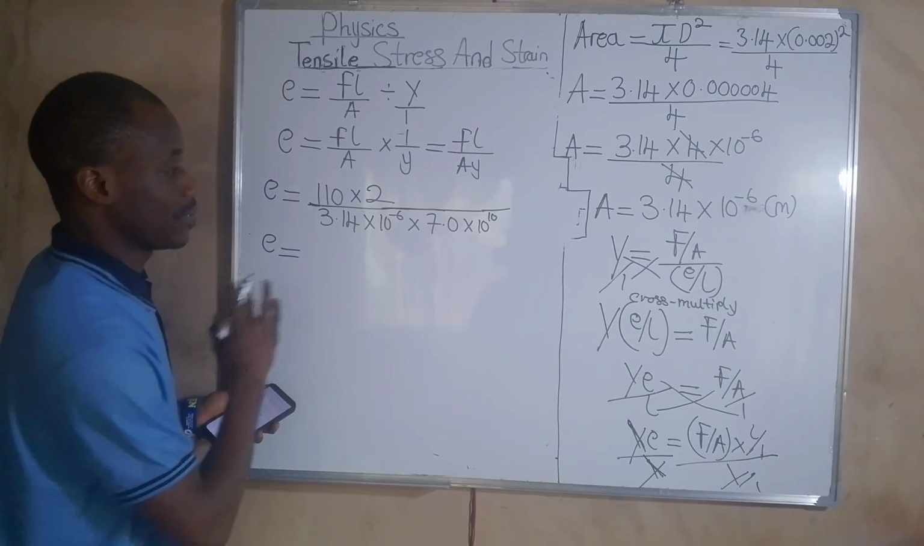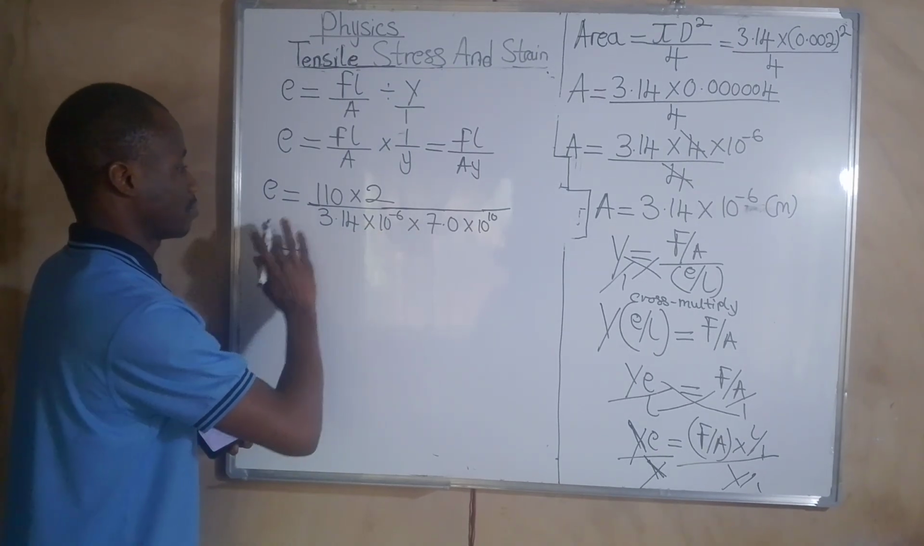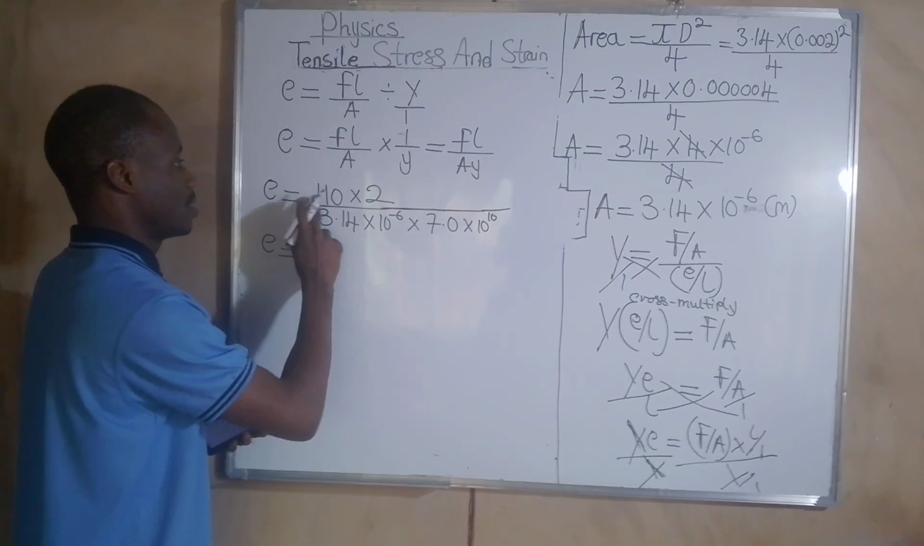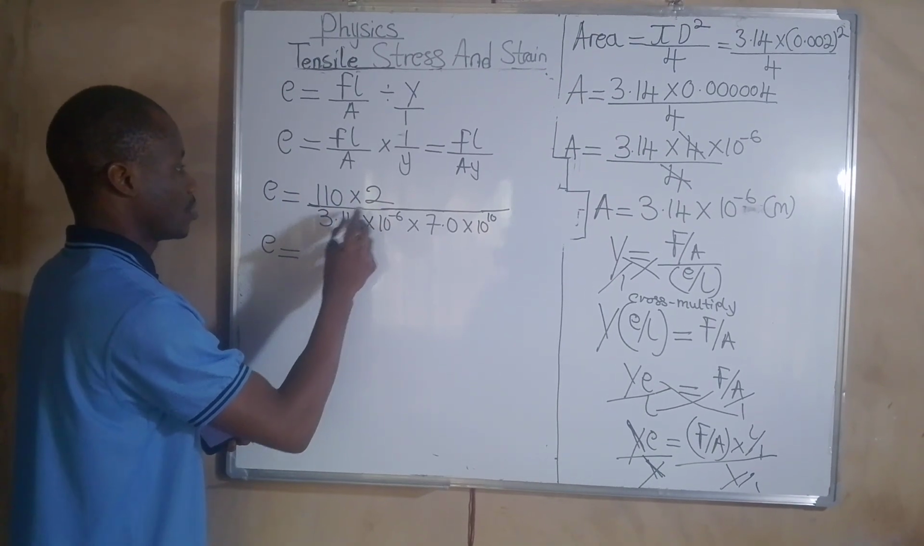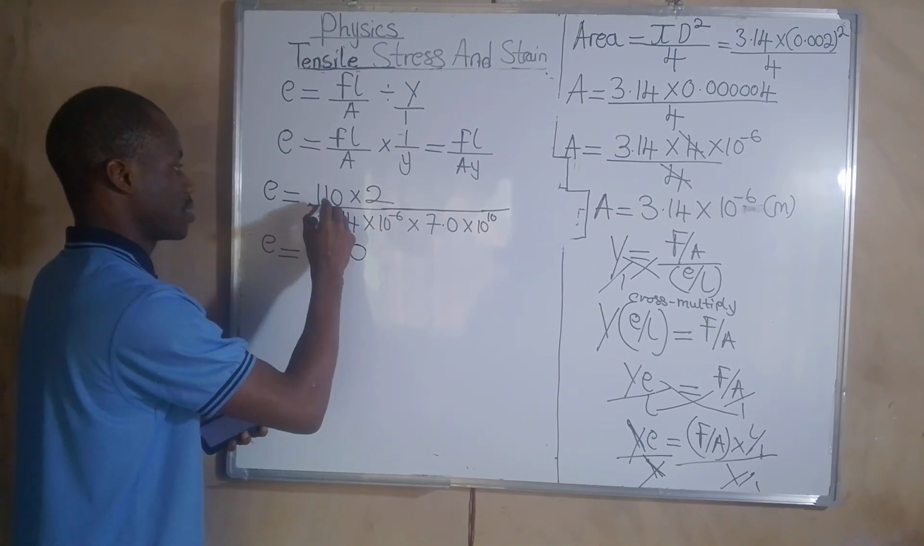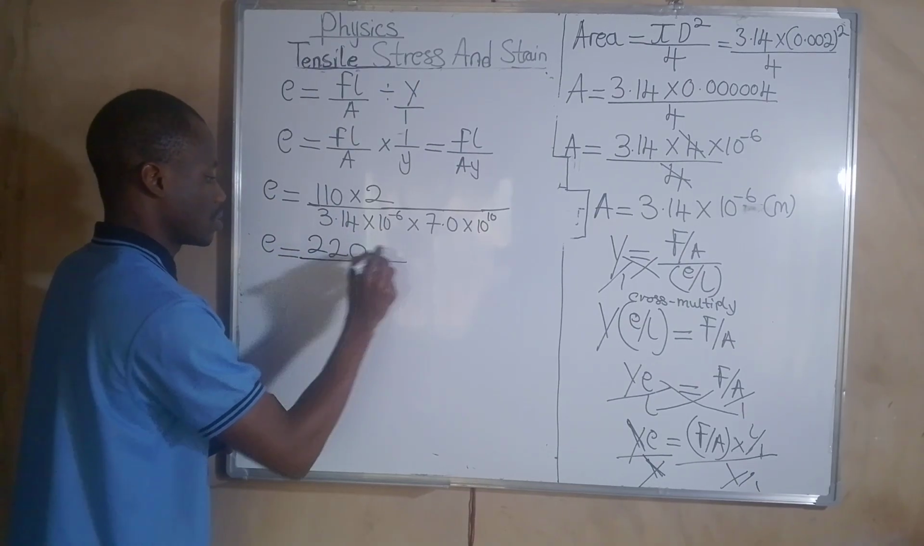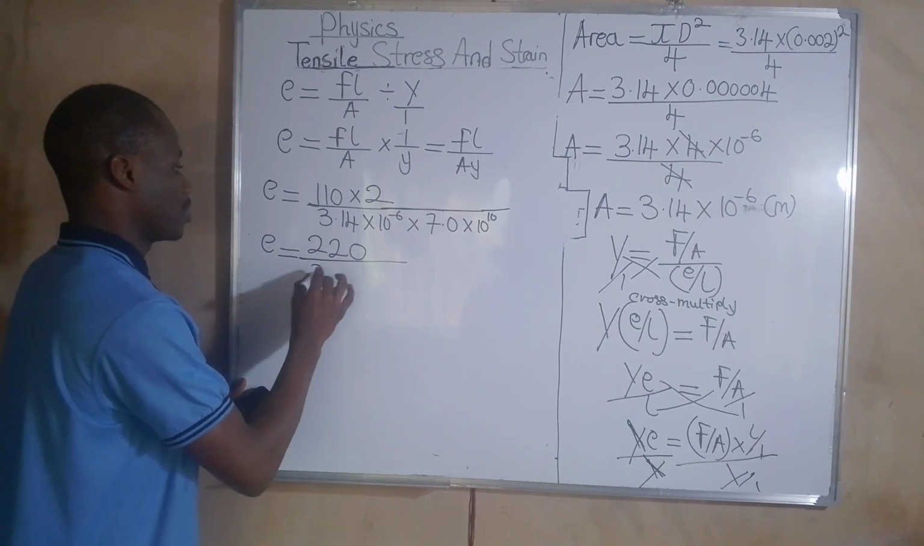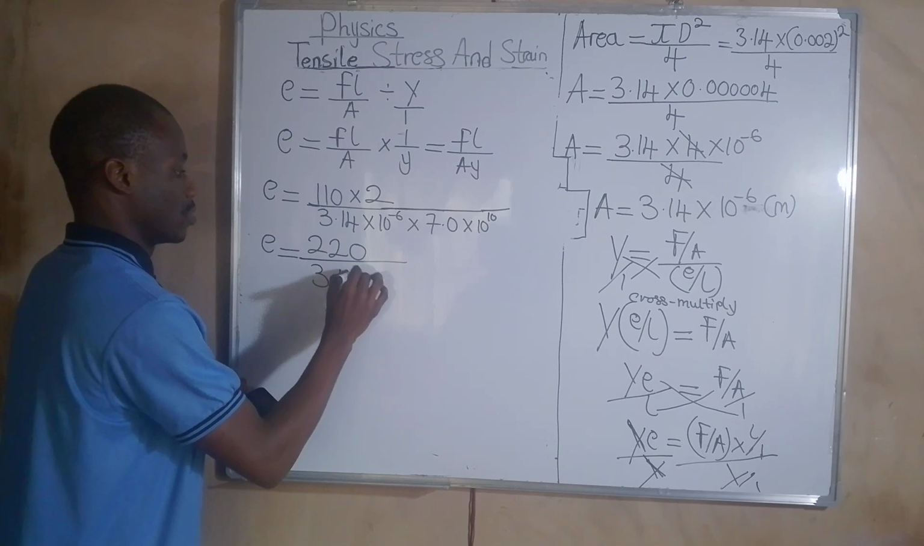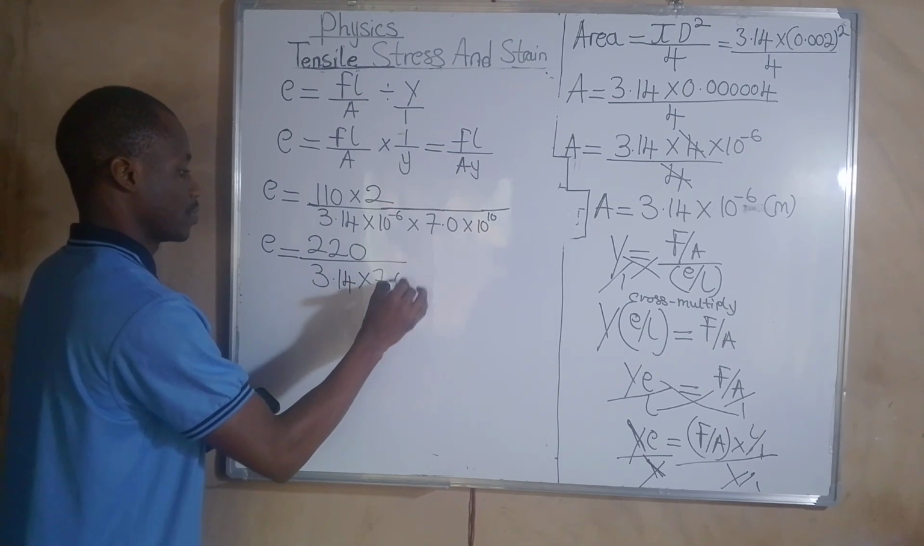We are just doing arithmetic expressions here. So these times this will give us 2 times 0, 0. 2 times this guy, 2. 2 times 1 is what? 2. That's 220. So 3.14 goes with 7.0.